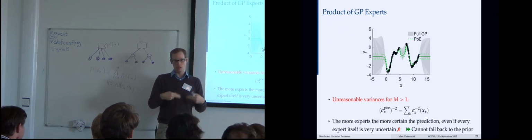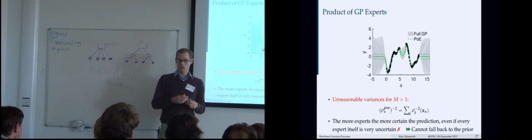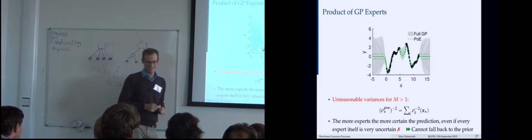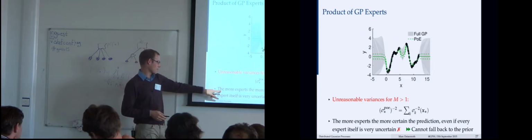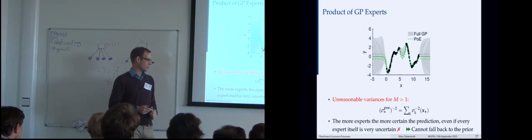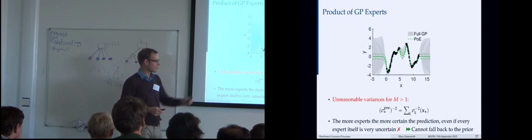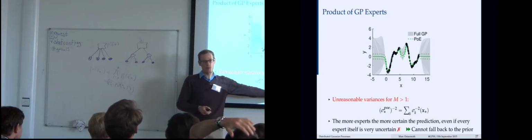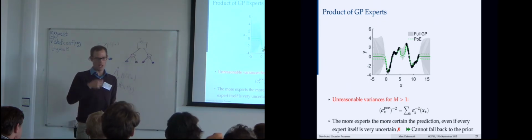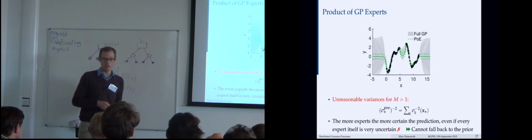So every time somebody says, I don't know what's going on, I don't know what's going on, I don't know what's going on, you get more and more confident. That is what this model does. So the more experts, the more certain the prediction, even if every expert itself is very uncertain. And that means this model cannot fall back to the prior if you use more than one expert. If you use only one expert, this model is identical to the full GP.